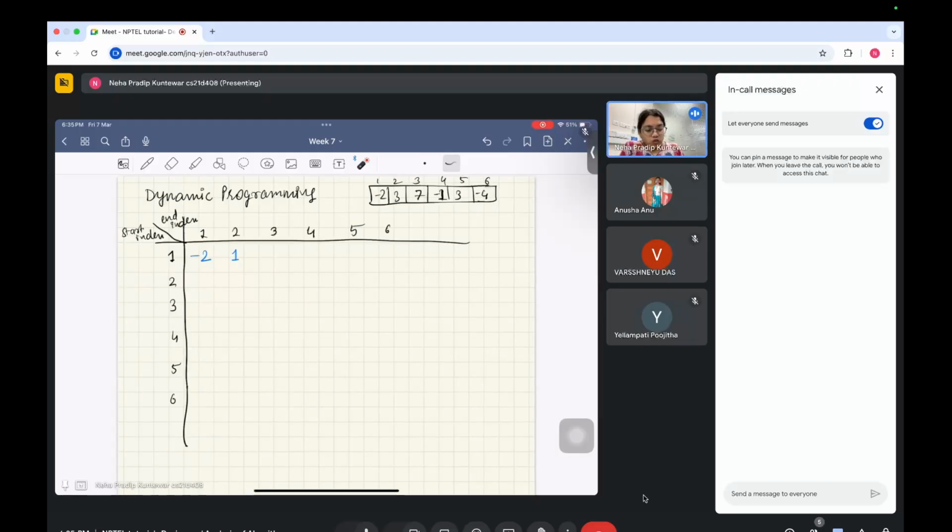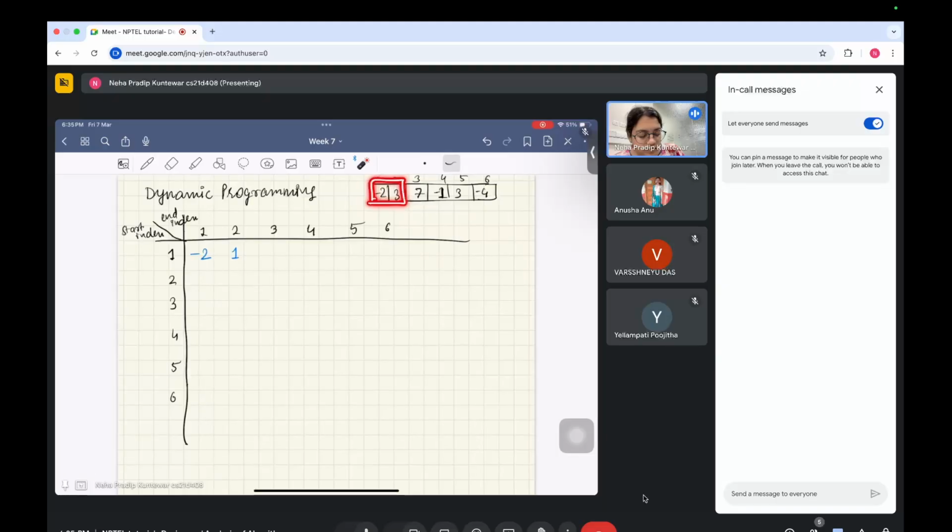Okay, so 1 comma 3 is basically the sum of these, but I'm not going to find minus 2 plus 3 plus 7. I'll not do that, because I already know the sum of 1 to 2, which is 1. Now I'll just add 7 to it and write an 8. Similarly, if I want to find a solution for 1 to 4, I'll not start adding minus 2 plus 3 plus 7 plus minus 1. Why? Because I've already found this solution, the sum is 8. So if I sum all the way up to this, it will be 8 minus 1, which is 7.